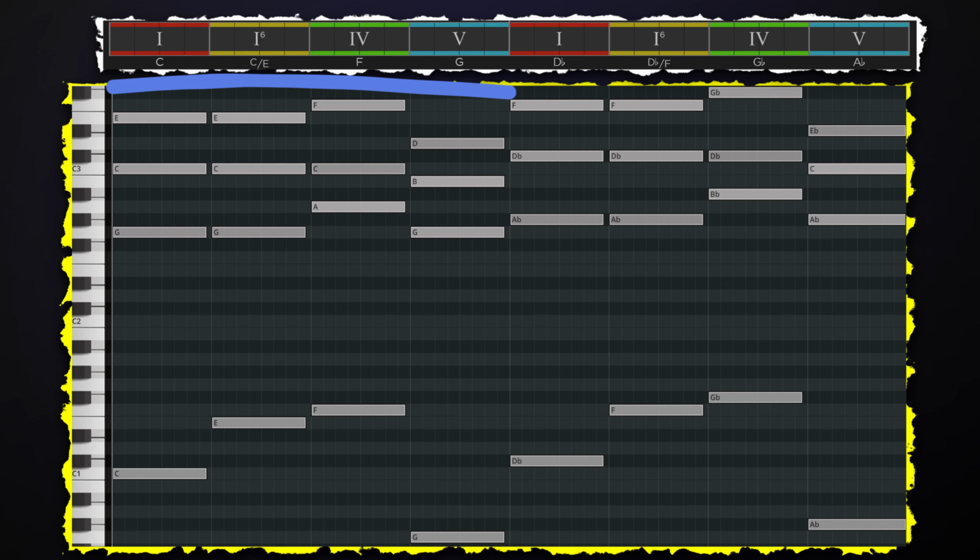Imagine this repeating several times in a song as a chorus, clearly establishing C major as the tonic. But instead of going back to C major after the 5-chord G major, we play the same progression transposed up a semitone into the key of D flat major.